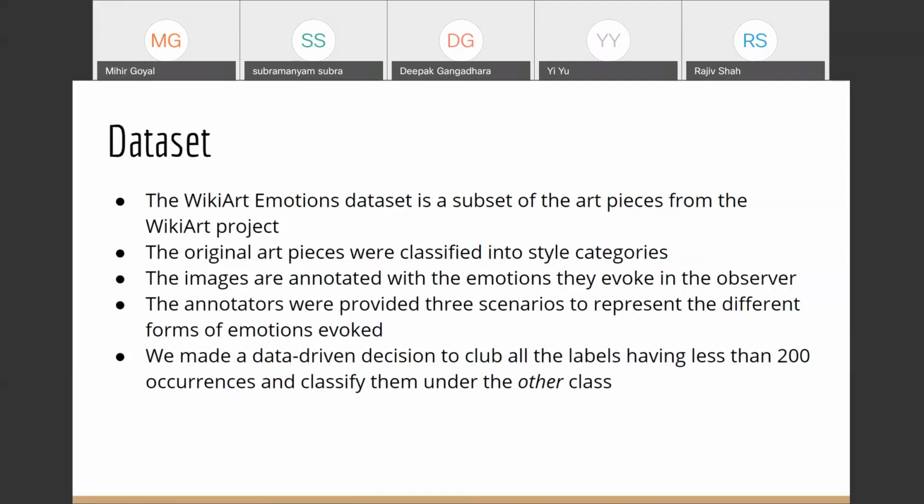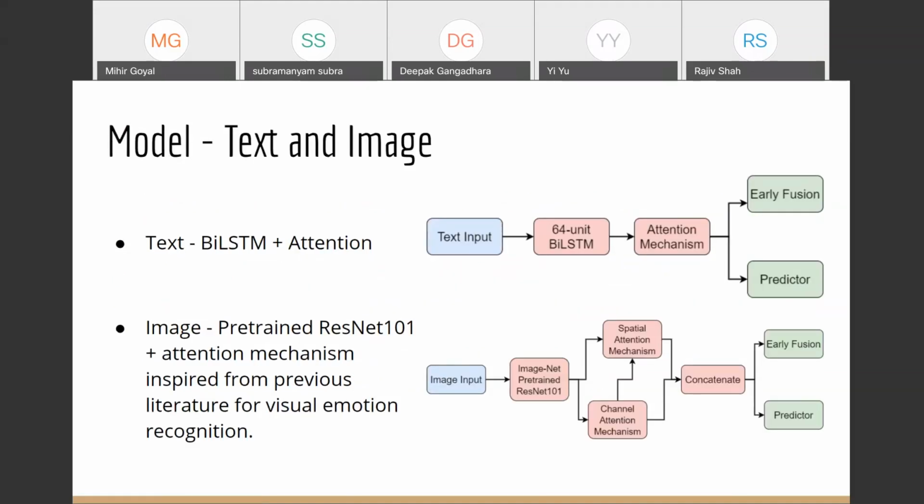Now, we made a data-driven decision to club all the labels which had less than 200 frequency. That was because a lot of the categories just had about one or two data examples in a set of about 4,000.